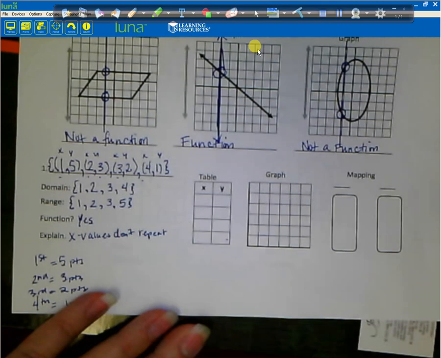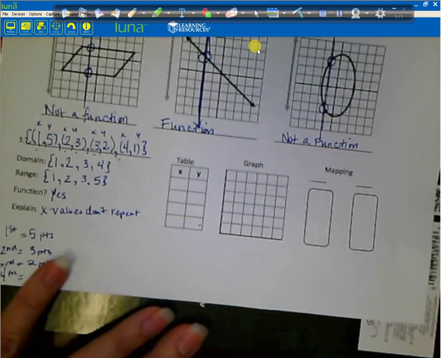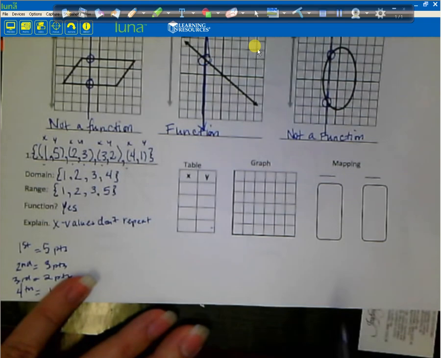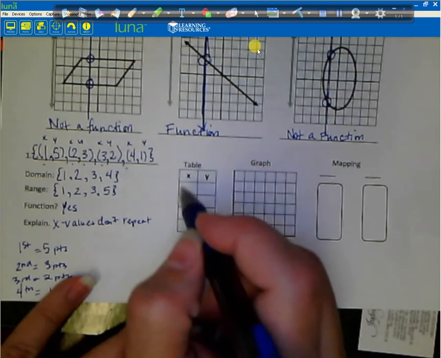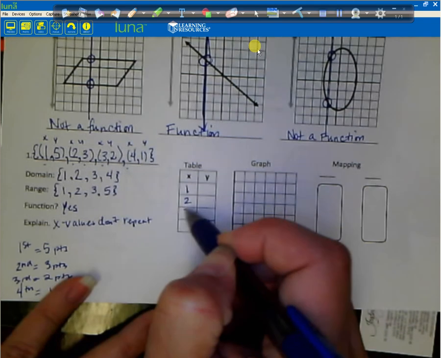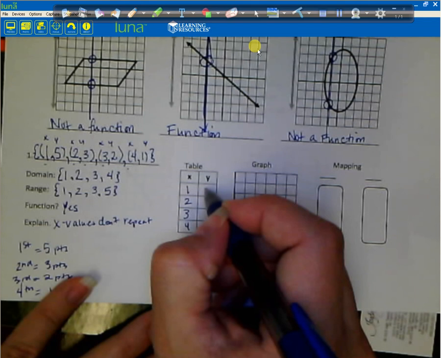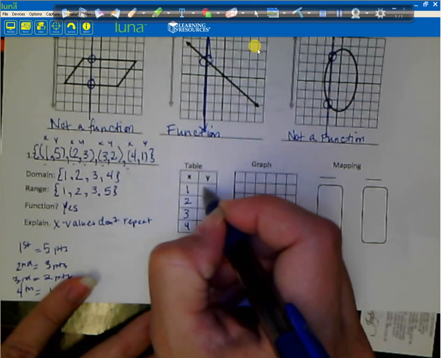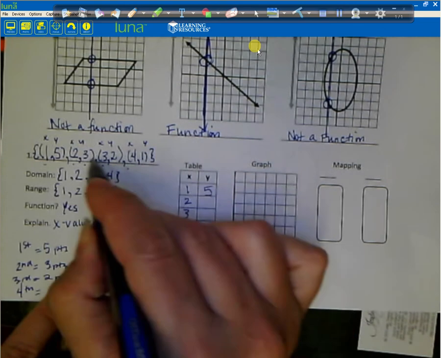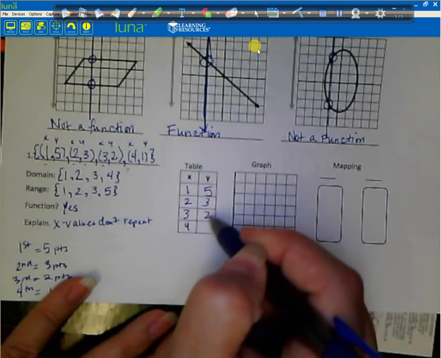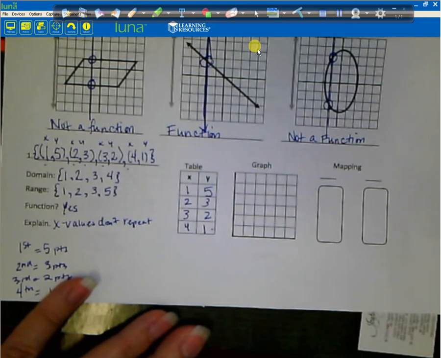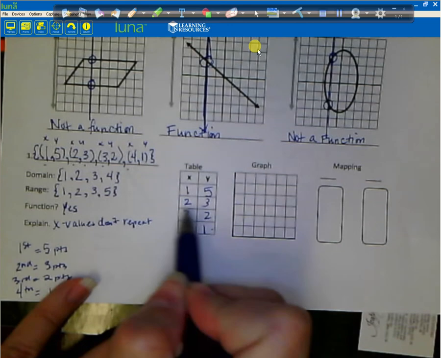We're going to look at this set of data in a table, and then a graph, and then a mapping, and then we'll be able to do the vertical line test on our graph and make sure that it does pass the vertical line test as well. All right, so my x is 1, 2, 3, 4. My y's go with the x. They stay in their pairs here. So it's 1 and 5, 2 and 3, 3 and 2, 4 and 1. So my x's are listed least to greatest, but my y's stay in their ordered pairs.